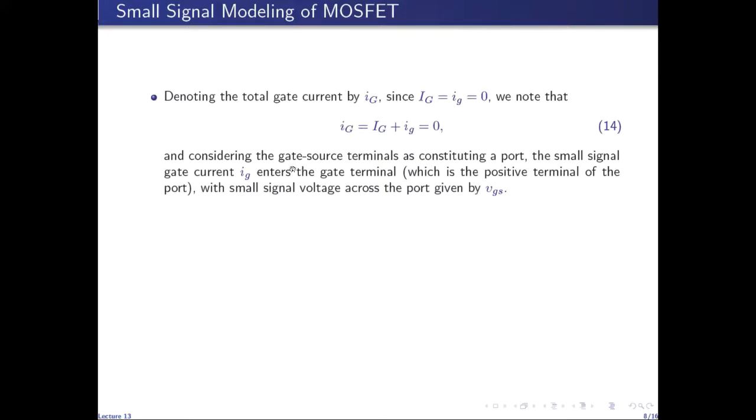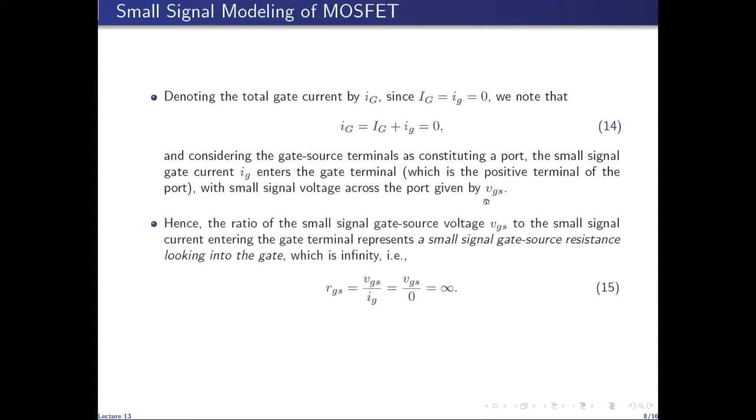So if we consider the gate to source terminals as constituting a port, then we take the direction of small ig such that it enters the gate terminal. Although its value is zero, when we draw the circuit, we draw small ig or total IG as entering the gate terminal with magnitude zero. So the small signal gate current, small ig, enters the gate terminal, which is the positive terminal of this gate to source port, and the voltage across this port is small vgs.